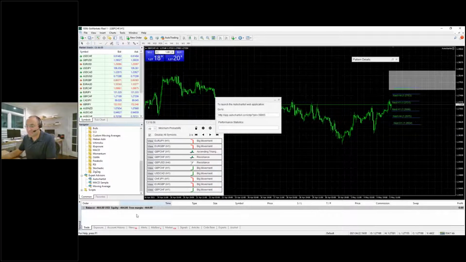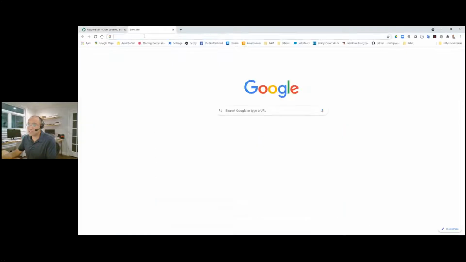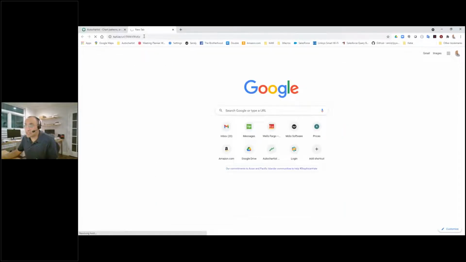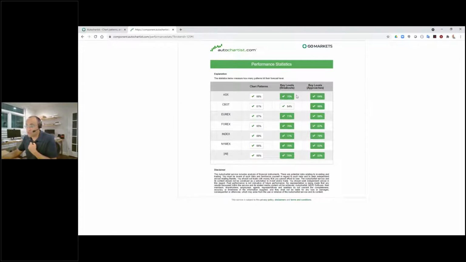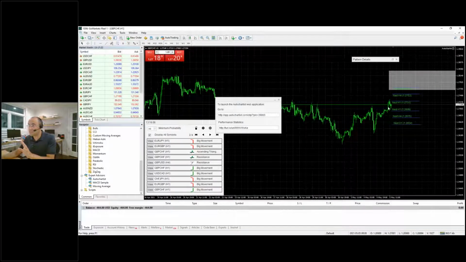But needless to say, if you copy and paste that URL into a browser, you'll actually get the past performance of Autochartist for the different asset classes and exchanges. Now, past performance isn't indicative of future performance, but for example, these key levels that I was showing you, key levels is what we call these breakout, these horizontal support resistance levels.